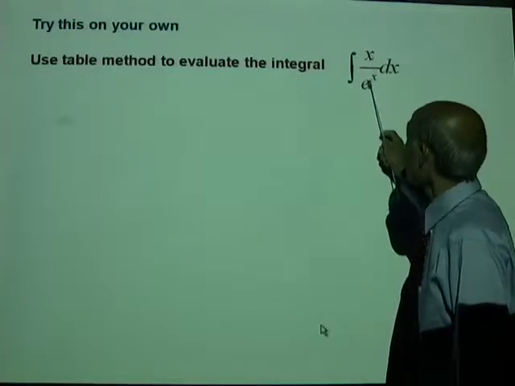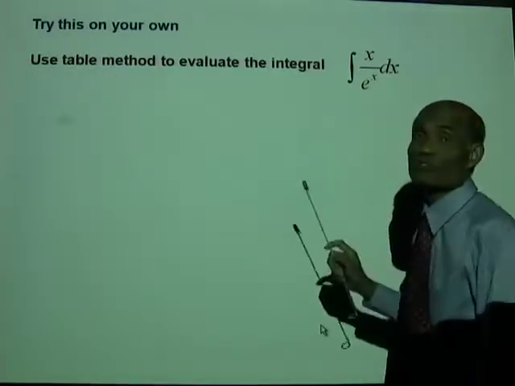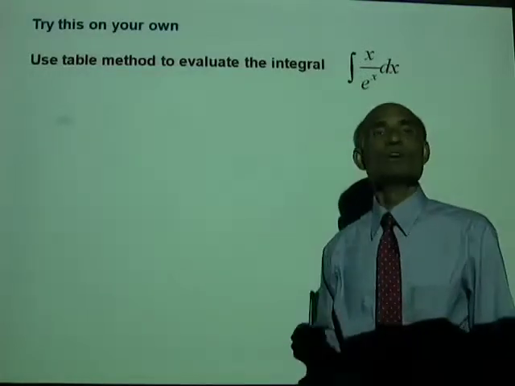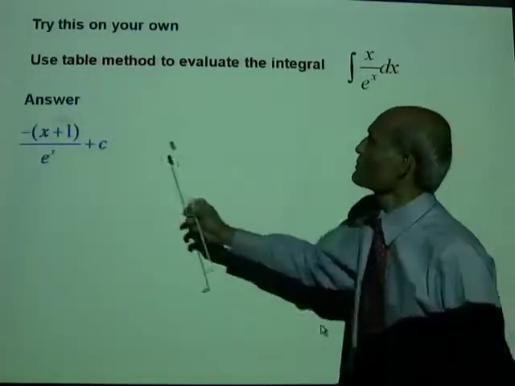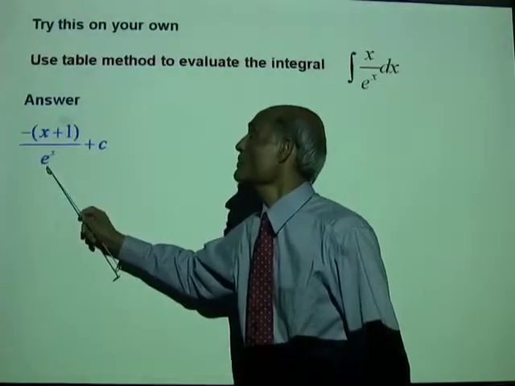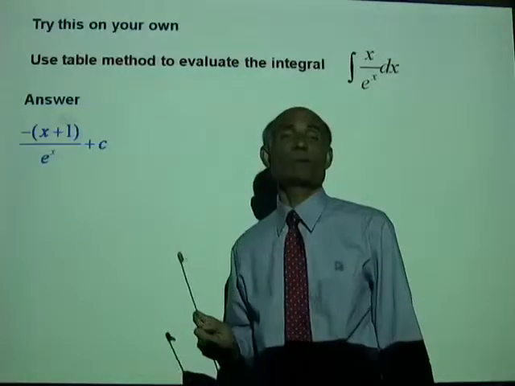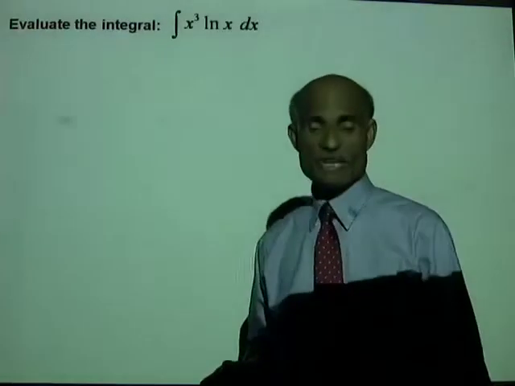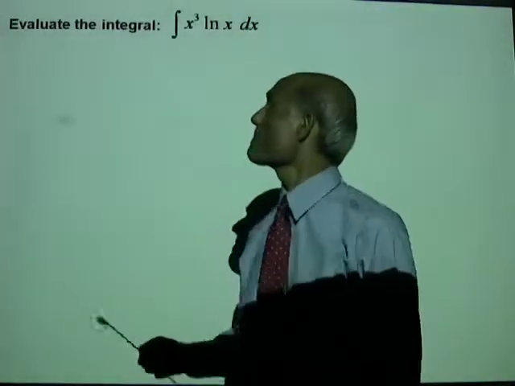Integral x over e to the power of x dx. Use the table method to do this on your own and let me know if you have any problem. The answer should be this: negative x plus 1 over e to the power of x plus c. Okay? Alright, let's look at more of integration by parts.